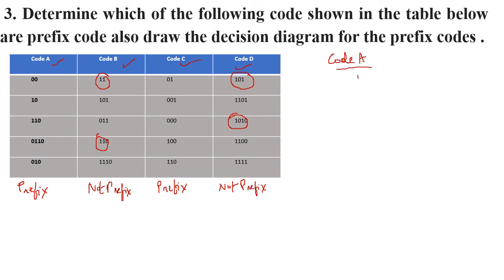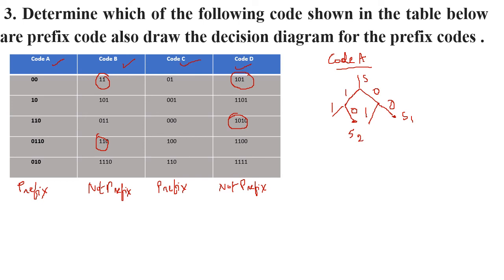So for code A, we'll start. You have the symbol S. We'll try to branch it into two, 0 and 1. So 0 and 1 is not a code word. So next we'll try to branch this again. So 0 and 1. So 0, 0 is nothing but the terminal node S1. Then you have 0, 1, no code word. Then you have 1 and we'll try to branch this. So you have 0 and 1. So 1, 0, the terminal node will be S2.